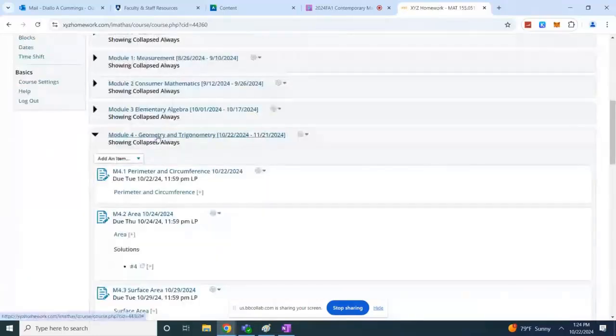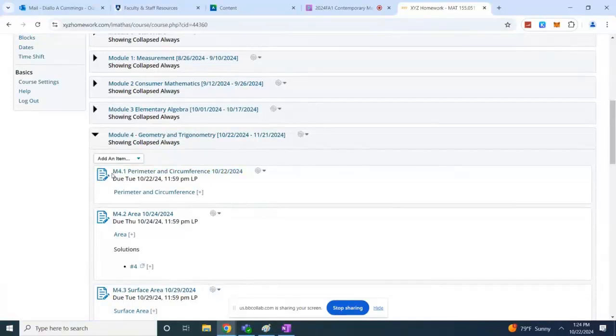This is the geometry and trigonometry part of things. In the first couple of sections, 4.1, we deal with perimeter and circumference. And in the next section, 4.2, we deal with area. So we're going to take a look at these concepts.